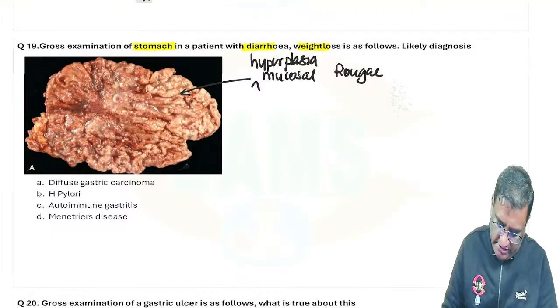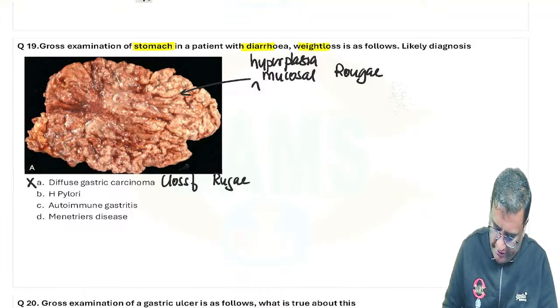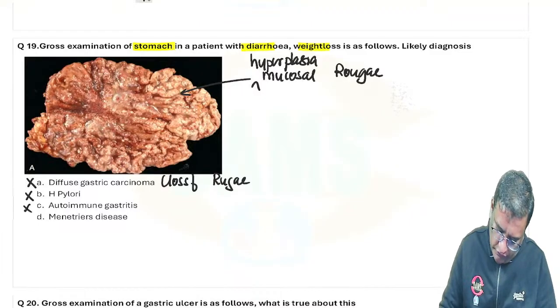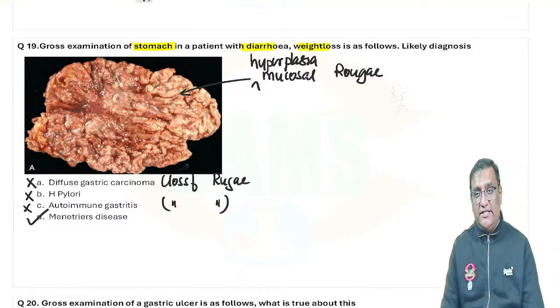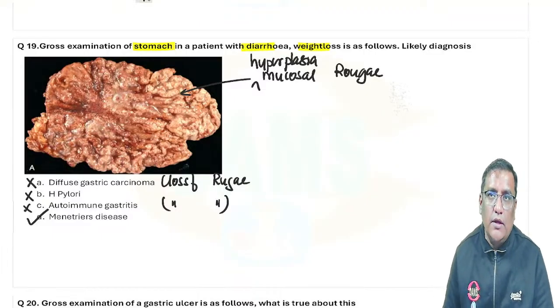Diffuse gastric carcinoma, no. In diffuse gastric carcinoma, there should be loss of mucosal rugae. H. pylori, no. H. pylori will have ulcers. Sometimes it can lead to atrophic gastritis where there will be loss of rugae. Autoimmune gastritis also will have loss of rugae, isn't it? Atrophic gastritis will have loss of rugae. Answer, Menetrier's disease due to excessive TGF alpha. Menetrier's disease.